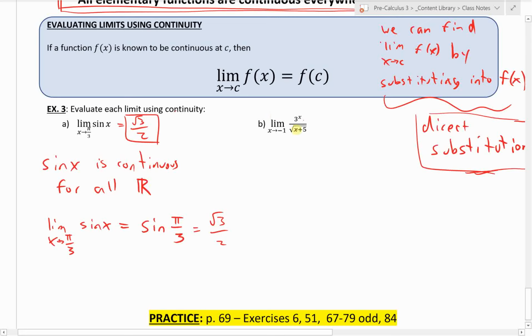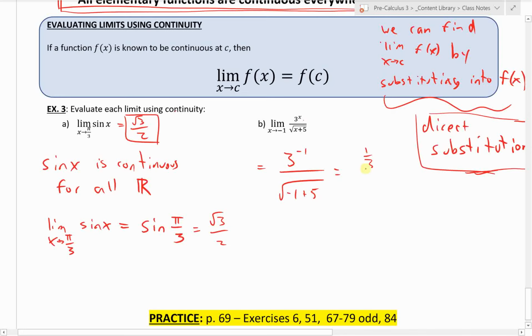So here we want the limit as x approaches -1 of 3 to the x over the square root of x plus 5. It's worth pointing out that both of these functions are continuous at -1, which is what's important. And so we can just go ahead and do substitution here. To find the limit, we can plug in -1 and simplify from there.